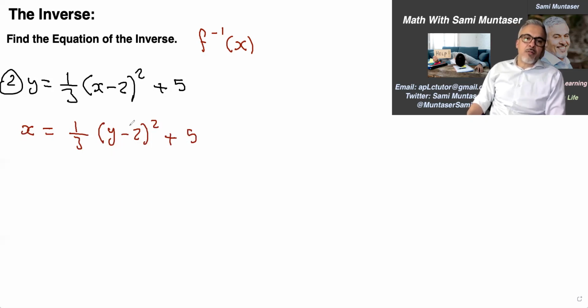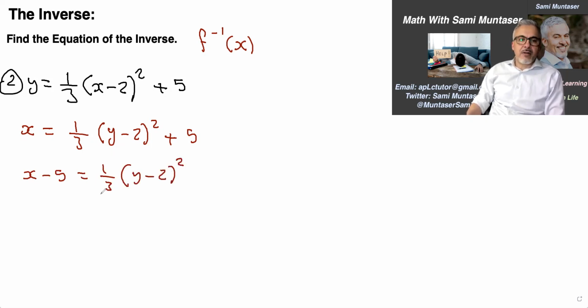So now we're going to solve this again for y. The first thing you want to do when you want to solve this for y, this plus 5, move it to the other side, it becomes x minus 5 equals 1/3 (y minus 2) squared. Again, as I said, cross multiplying is such a great tool to use. Cross multiply the 3 into here, and that's 3x minus 15 equals (y minus 2) squared.